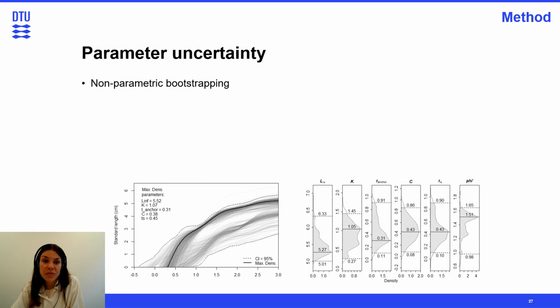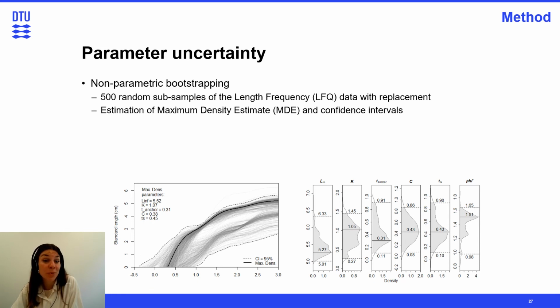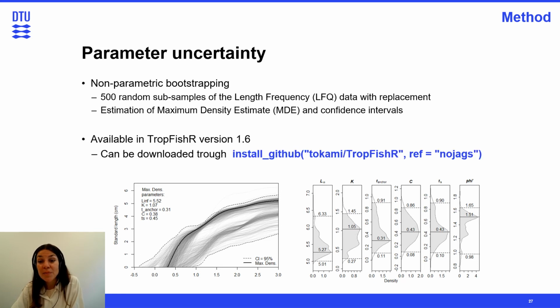The uncertainty of the growth parameters can be estimated with a non-parametric bootstrapping approach, where 500 random subsamples of the length frequency data are taken, and for each subset the growth parameters and mortality parameters are estimated. This allows for the estimation of maximum density estimates and of confidence intervals of all parameters. Now this method is still under development, but can be already downloaded through GitHub.